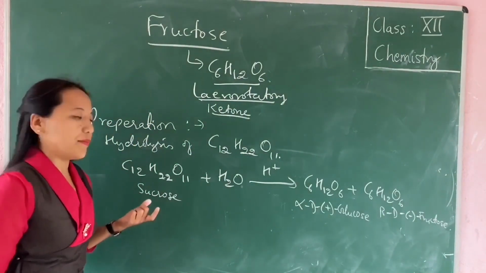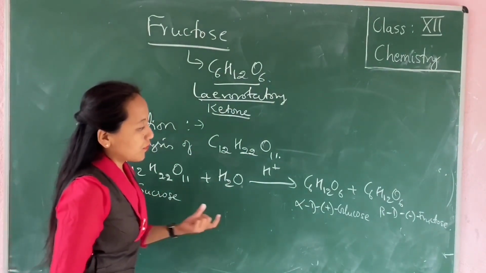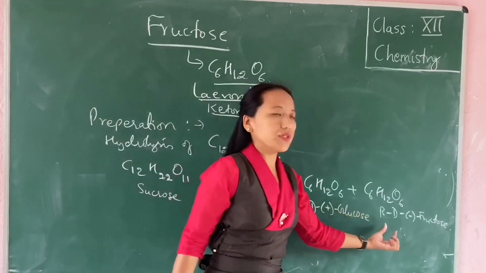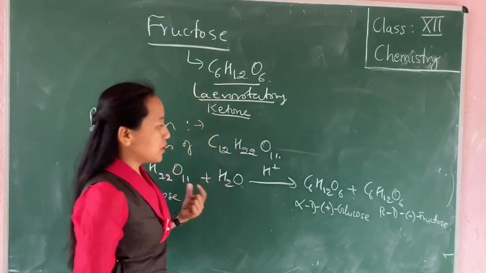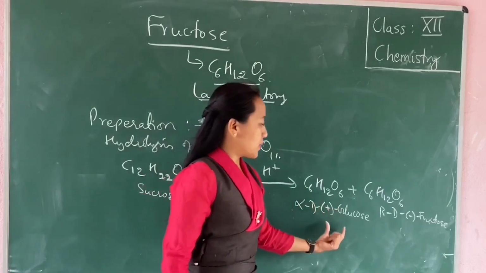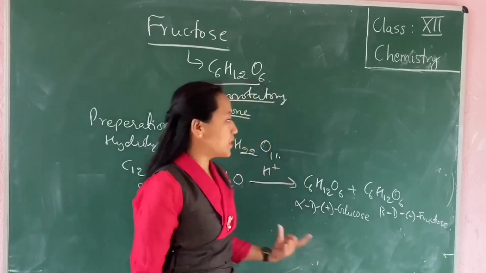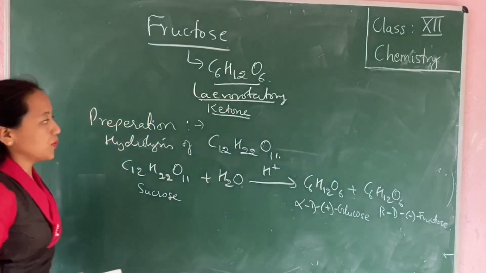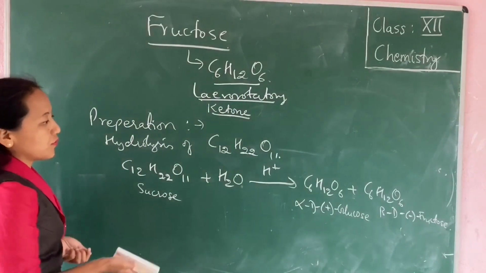Sucrose, which is made up of a unit of glucose and a unit of fructose, on hydrolysis gives back the monosaccharides glucose and fructose. So this is about the preparation of fructose. Now let's move to the structure of fructose.